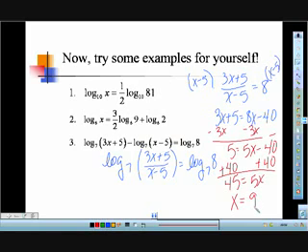Be sure you check your answer. The 3 times 9 plus 5 is going to be 27 plus 5 is 32, and that's great. And 9 minus 5 is 4, and that's great. So we are good there.